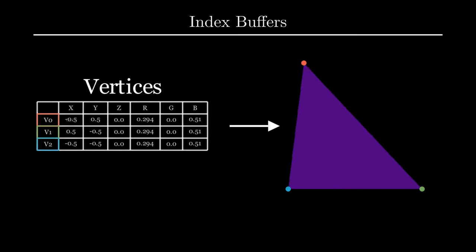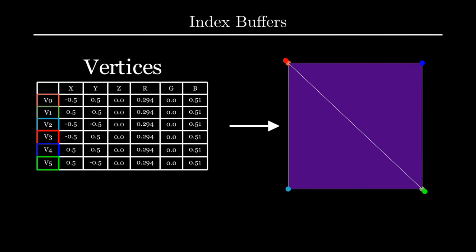Let's extend this to a square and add a second triangle with three more vertices, something like this. Notice that two of the vertices in the second triangle are identical to the vertices already defined in the first triangle. In this particular square, the top left and lower right corners are defined twice.